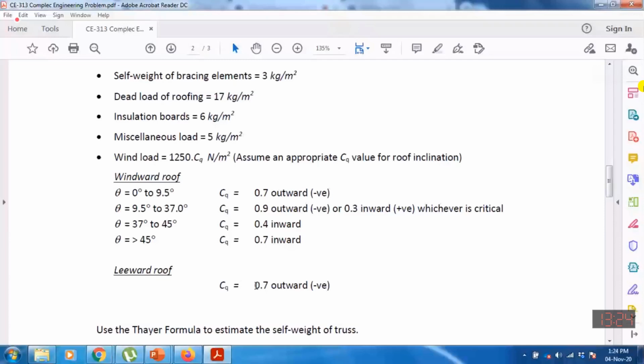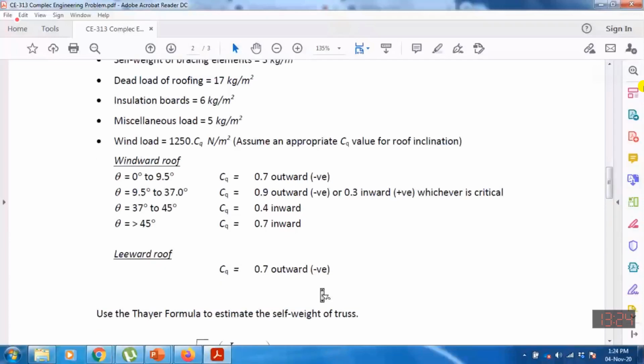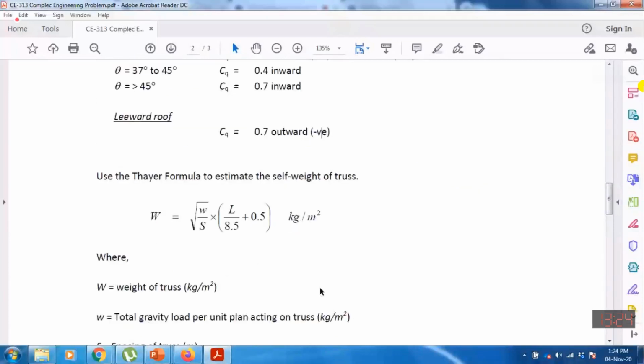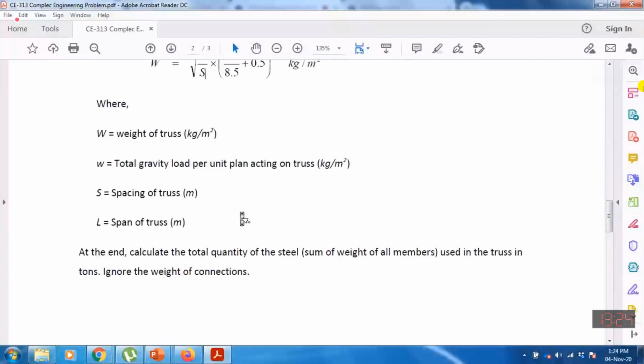Then also, in the panel load computation, you will use the third formula to estimate the self weight of truss. Here, already explained, W is the total weight of our total gravity load which is acting, S is the spacing of trusses, L is the length of truss, and you can compute the self weight. So based upon this data, you can compute the panel load.